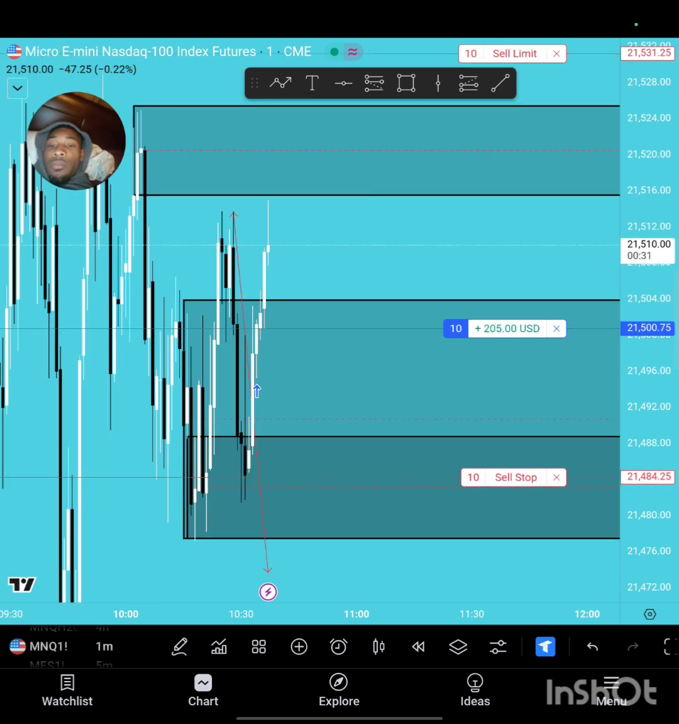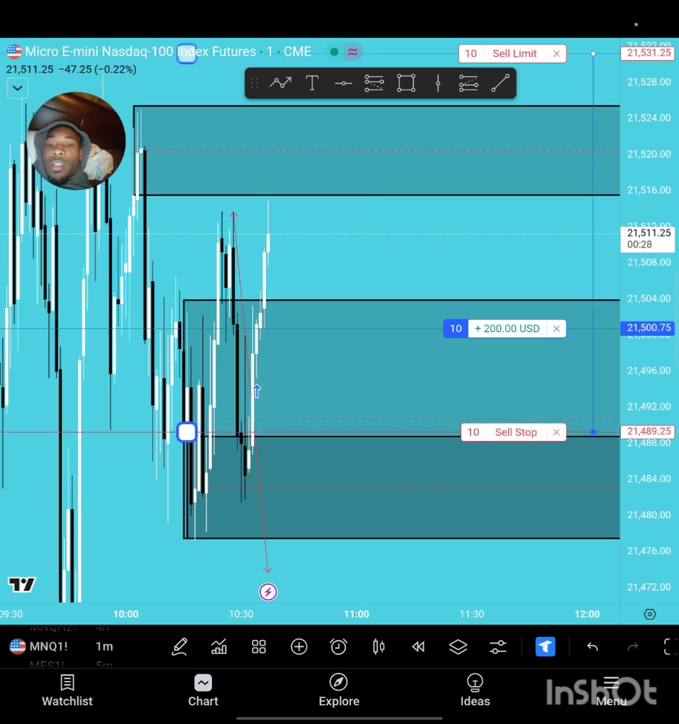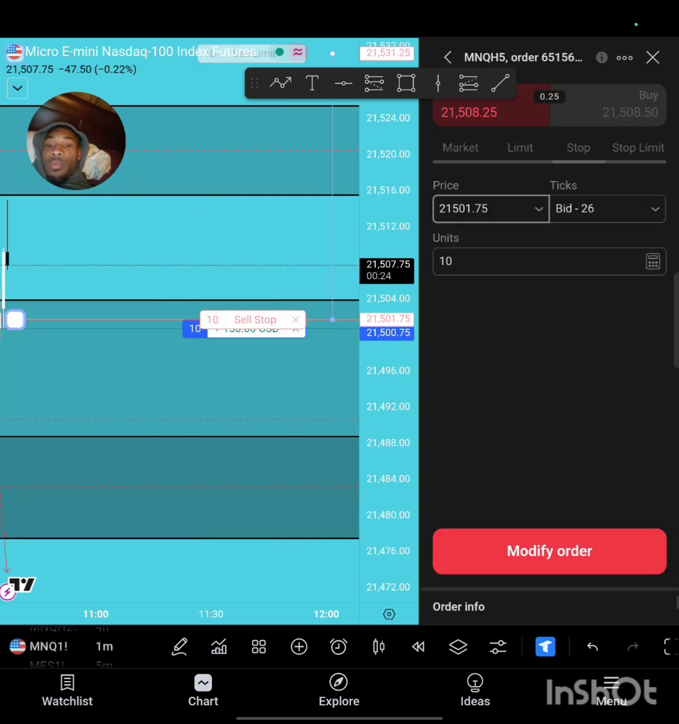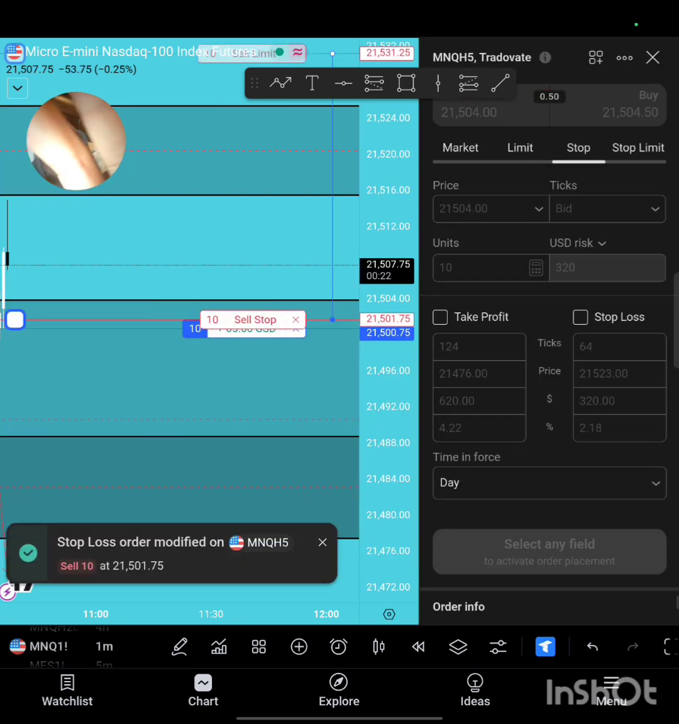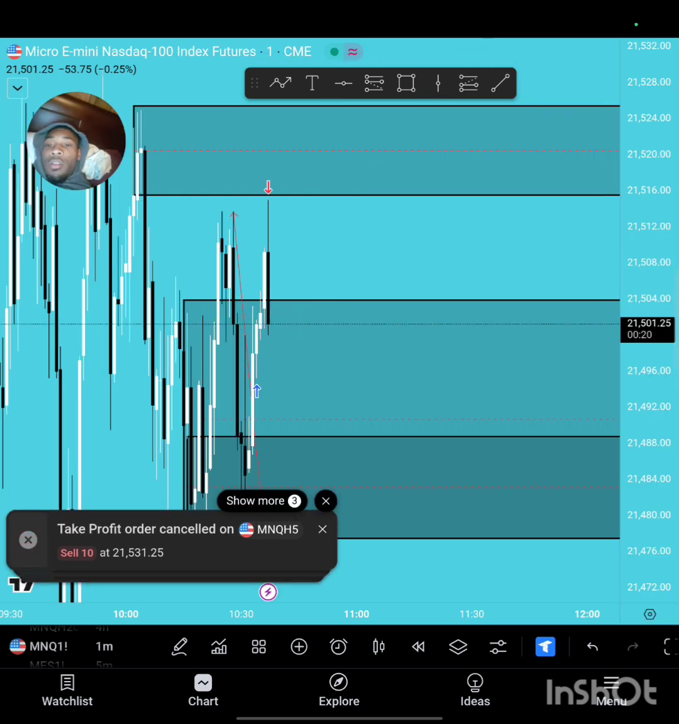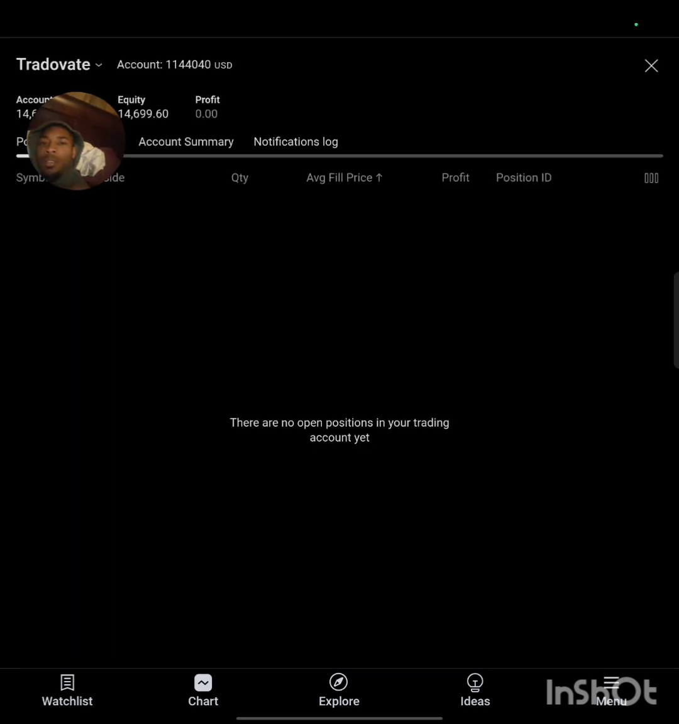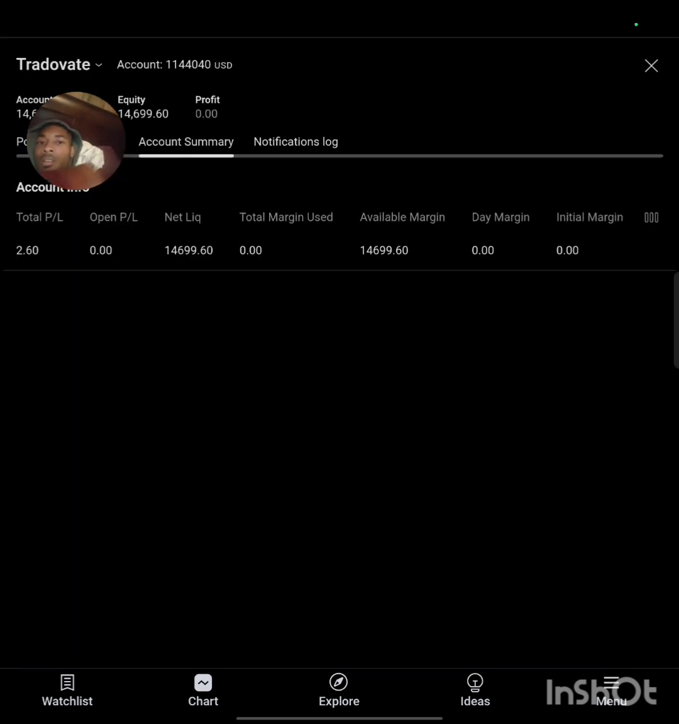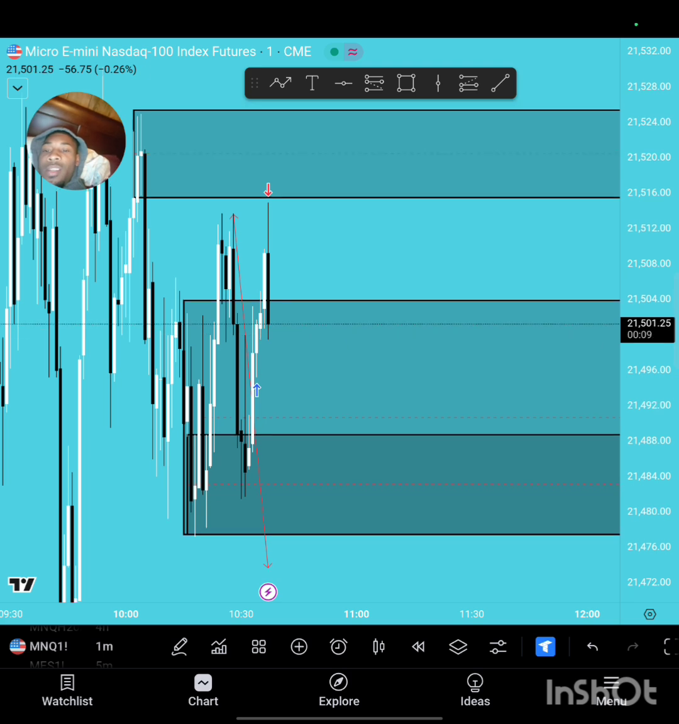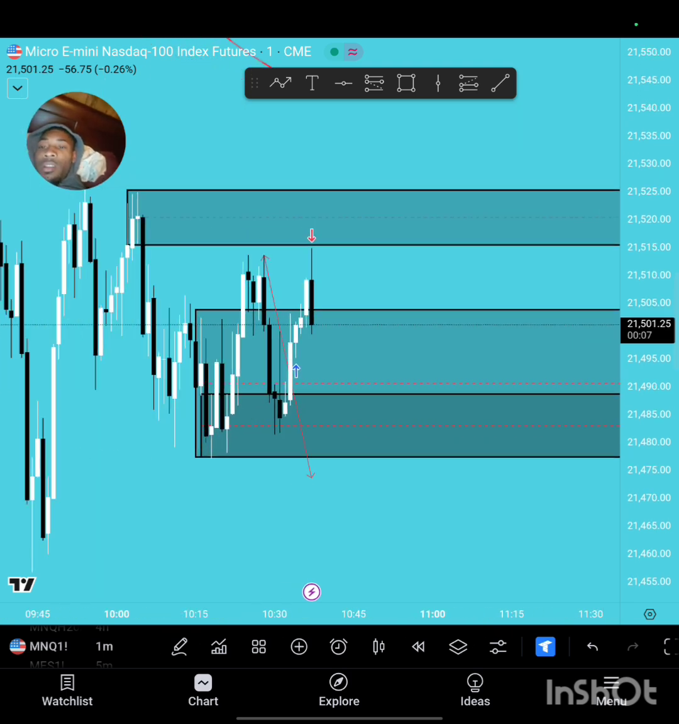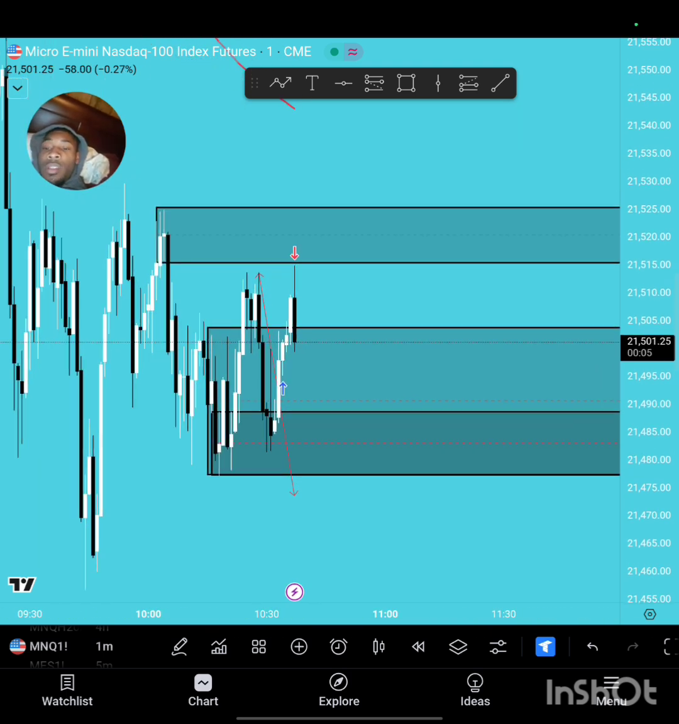Matter of fact, I'm gonna go ahead and put it to break even now because of that supply area right there. Yeah, we're gonna go ahead and put it to break even only because of that supply area that's up there. Hold on. What happened? They closed the position? Oh yeah, see, we had that supply up there. Yep. That's why we put it to break even.